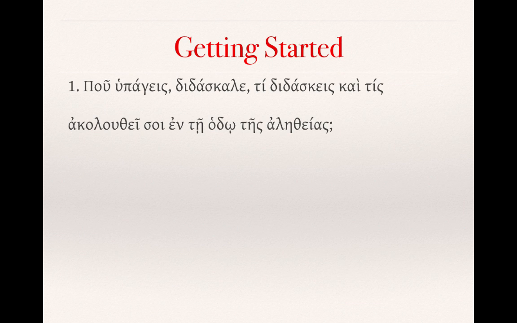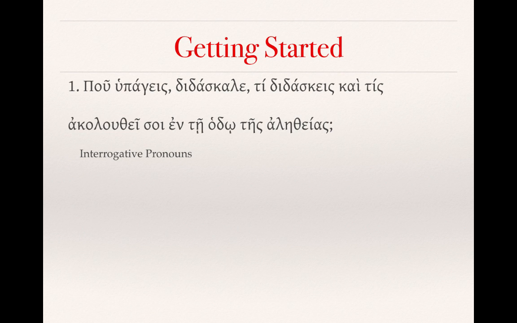All right, so I do want to get started with one of the practice and review exercises. And so it reads, "Pou hypageis didaskale, ti didaskeis kai tis akolouthei soi en tē hodō tēs alētheias;" Now the first thing that you really want to notice is a semicolon at the end. So you know that this is a question mark, and that this is a series actually of questions in Greek.